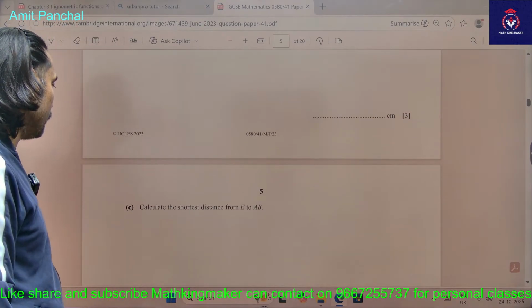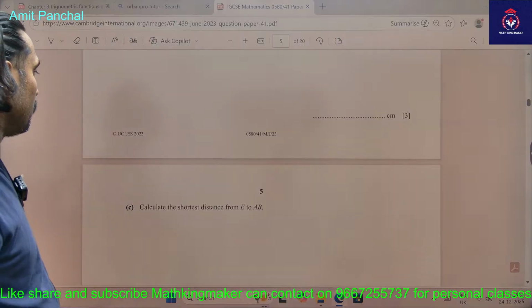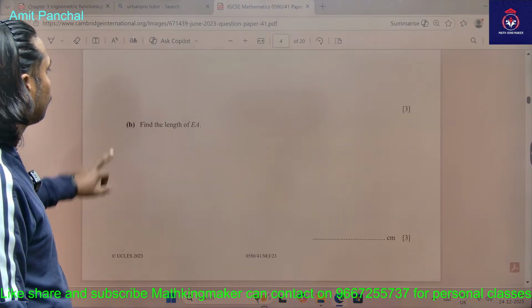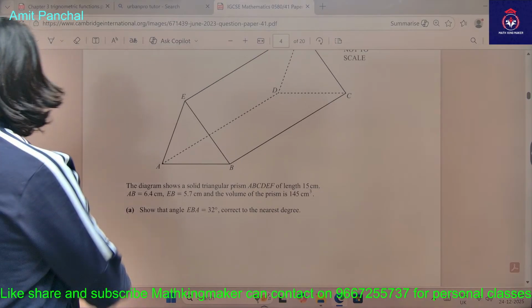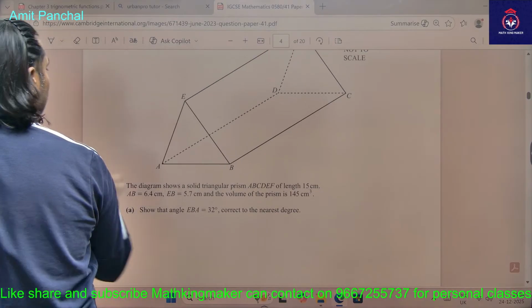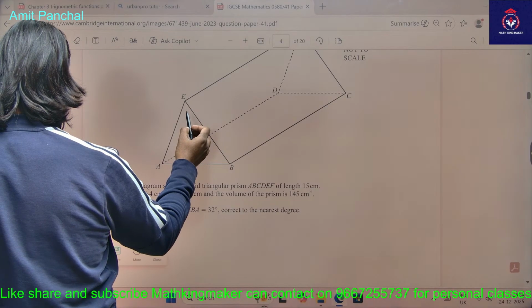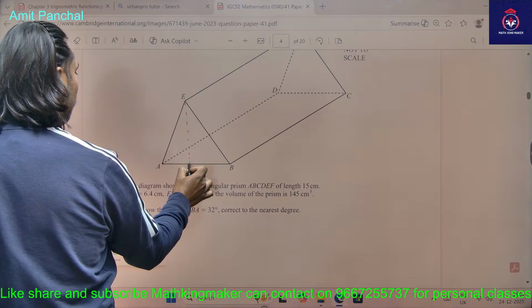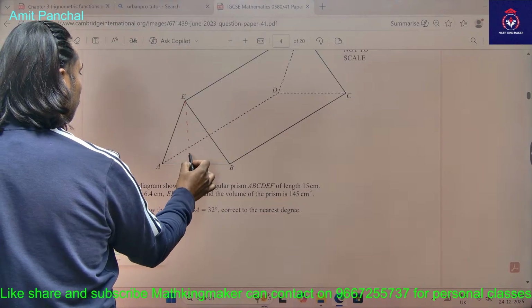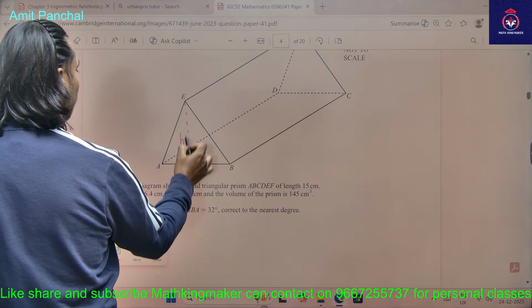Now what about the C part? Calculate the shortest distance from E to AB. I did not get this one correct. I'm looking at my answer now, and I don't even know if it looked like I knew what I was doing. The shortest distance is always perpendicular. Yeah, it's the height of the triangle.